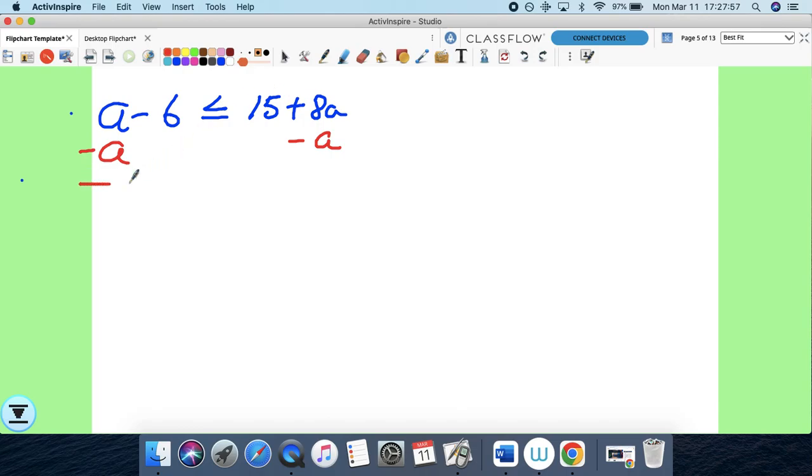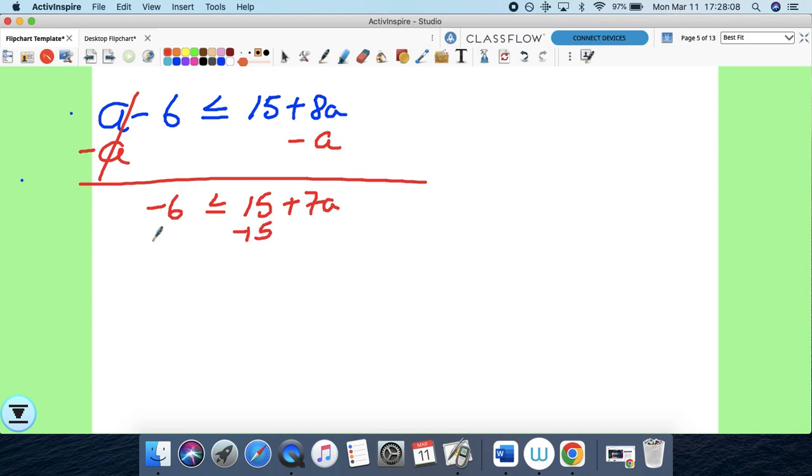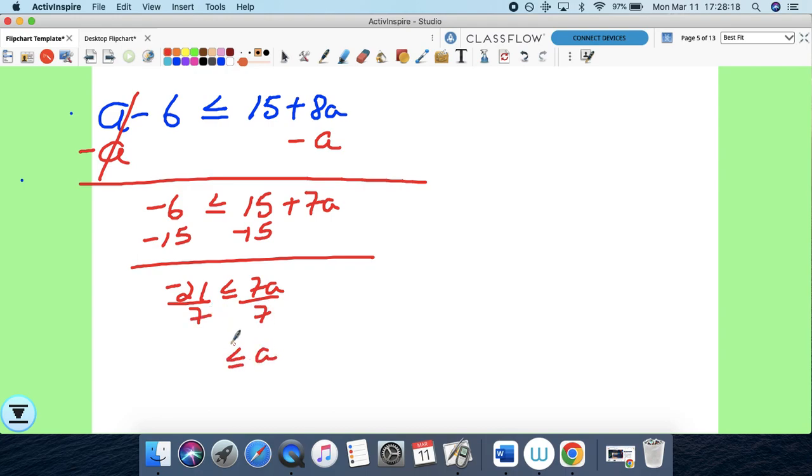Sides. Well, there's no distributive property. I can't combine anything because there's nothing to combine. Minus 8 on each side. This goes away. Negative 6 less or equal to 15 plus 7a. I'm going to do minus 15 here. This is negative 21 less or equal to 7a. I'm going to divide both sides by 7. And a, well, negative 3 is less or equal to a.